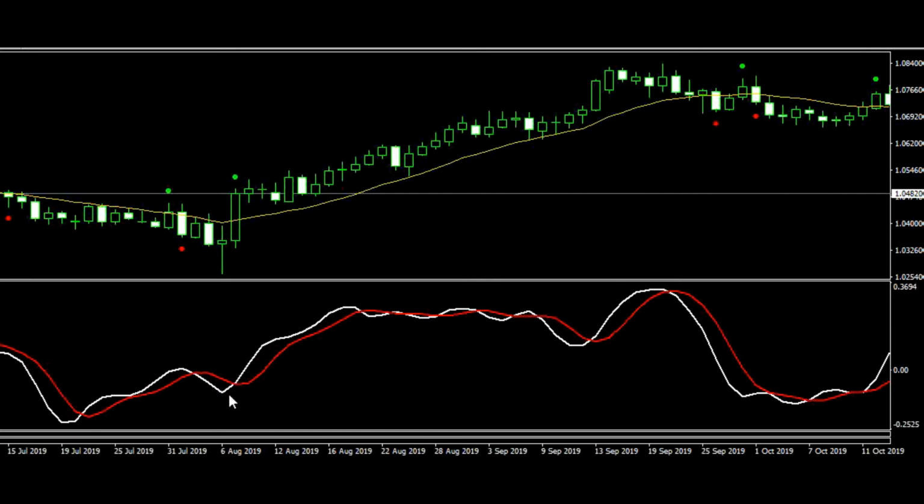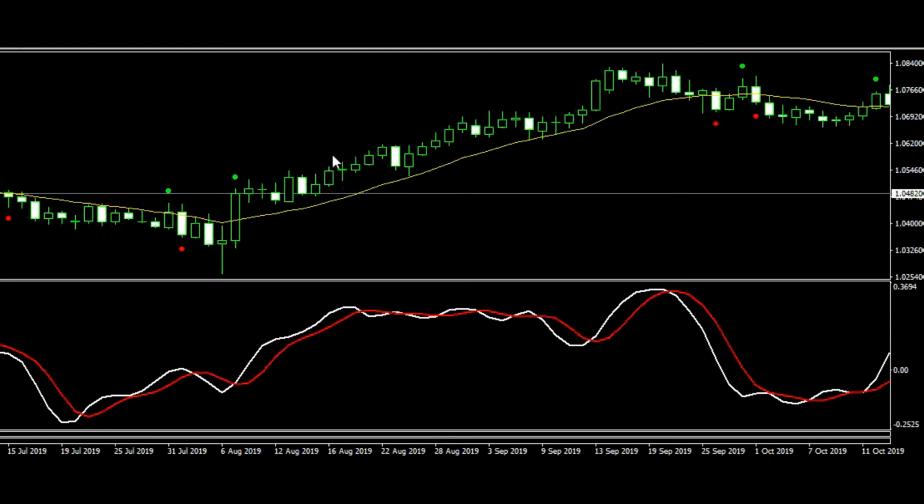Anyway, if you're looking at your RVI, what you're looking for is, whatever color you make it, but in my case, the fast line is the white. When the white line is above the red line, that means go for a buy. When the white line crosses and the red line goes above the white line, that is an indication of an exit.